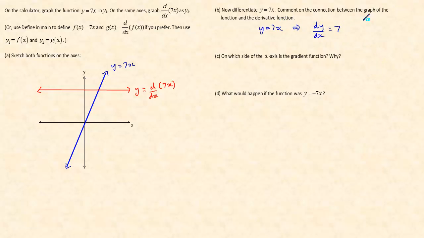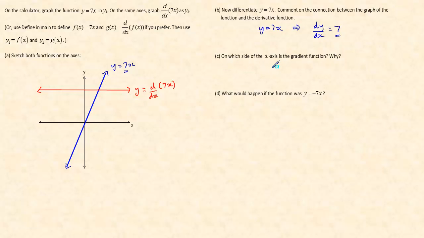Comment on the connection between the graph of the function and the derivative function. Here's the function, and it's a straight line with a gradient of 7. So the gradient function, which is the red one, is just 7. The gradient of this one is 7. When we plot the gradient function, we're just plotting y equals 7.